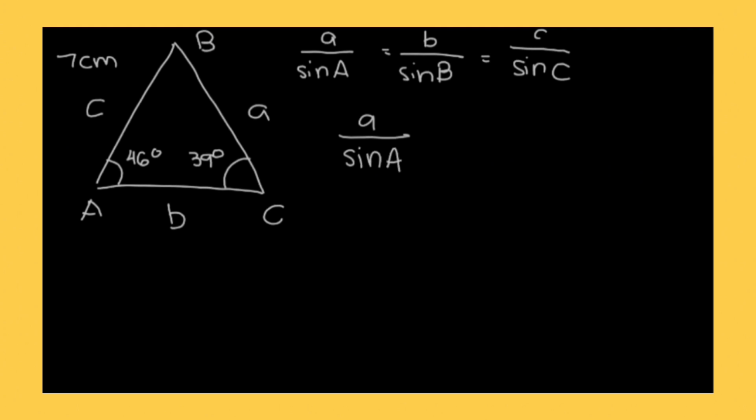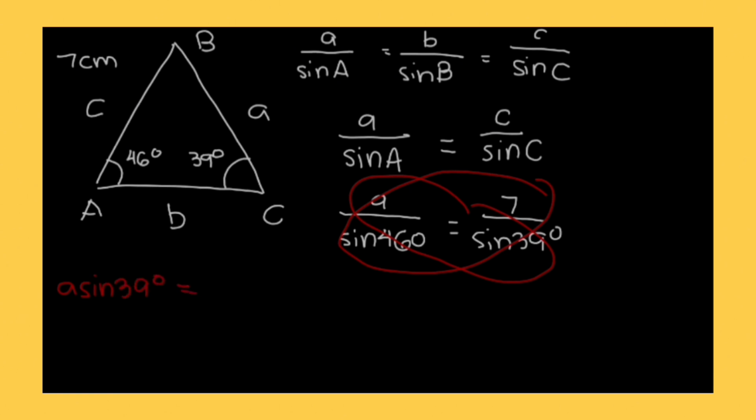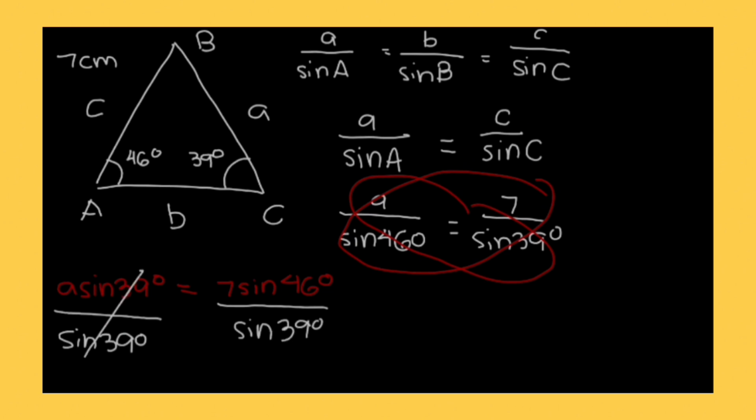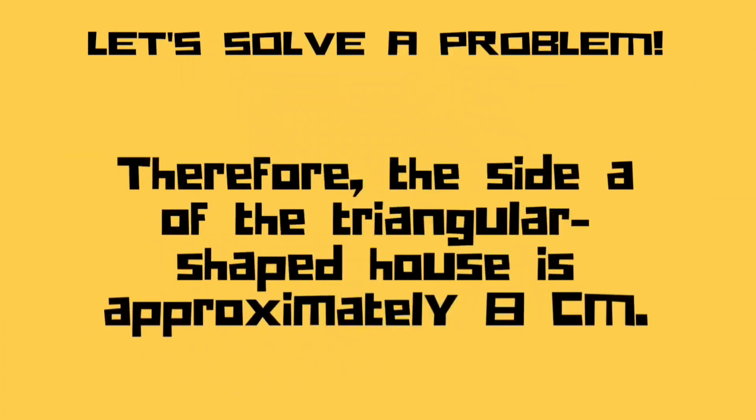Now, let's find side a. a over sine A is equal to c over sine C. We are going to cross-multiply it. a over sine 46 degrees is equal to 7 over sine 39 degrees. With that, 7 sine 46 degrees over sine 39 degrees is equal to a sine 39 degrees over sine 39 degrees. We will cancel out sine 39 so that we have a. With that, 7 sine 46 degrees over sine 39 degrees is equal to 8. Therefore, our side a is 8 centimeters.